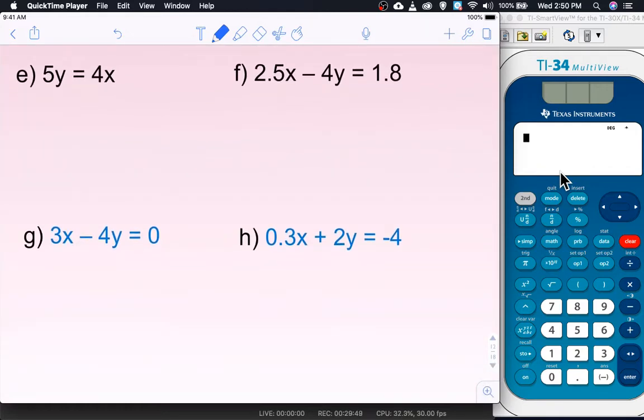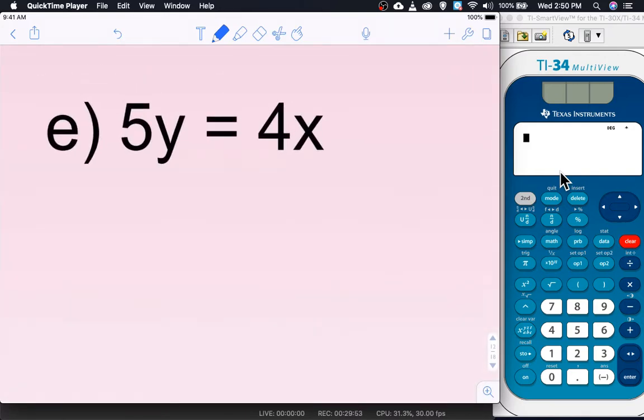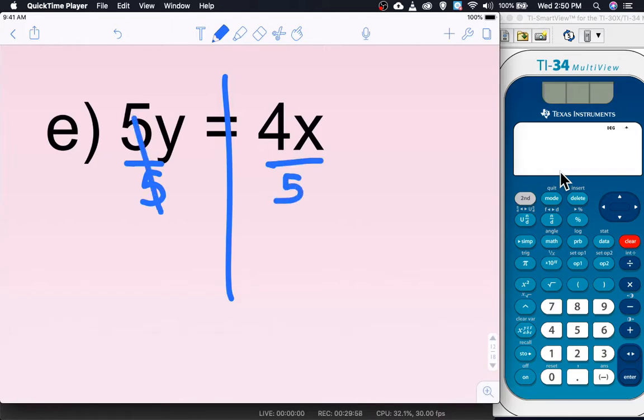Which is why we have a couple more here. So to make this y by itself, I'm going to divide by 5 and divide by 5. These cancel. Y equals 4/5 x. My 4 is a little ugly. I'll fix them up.